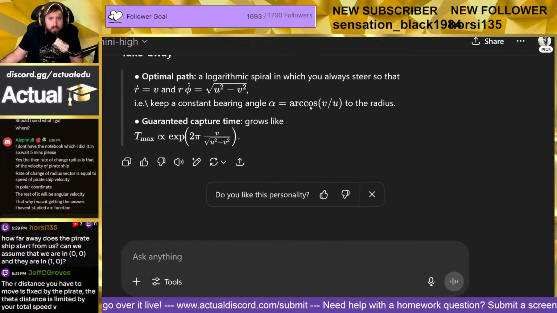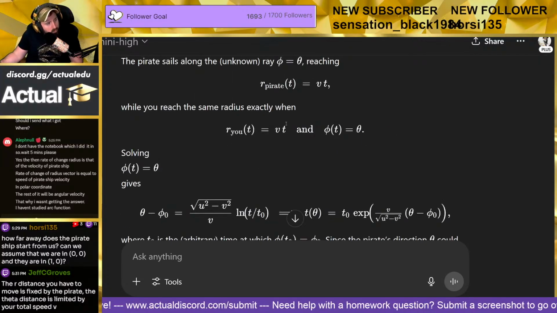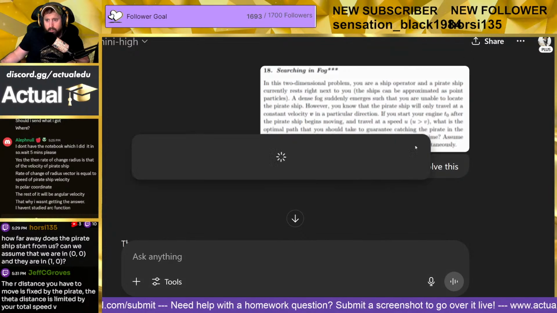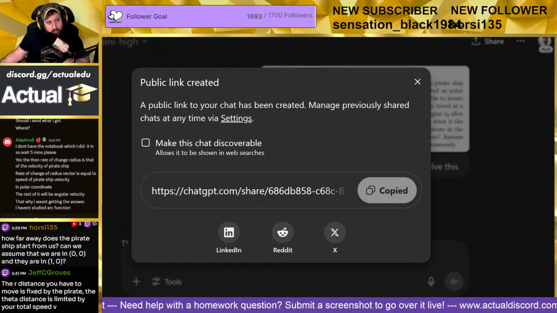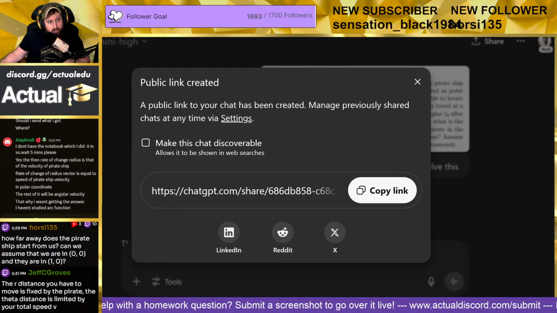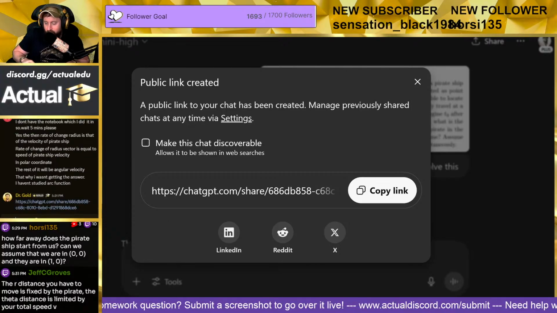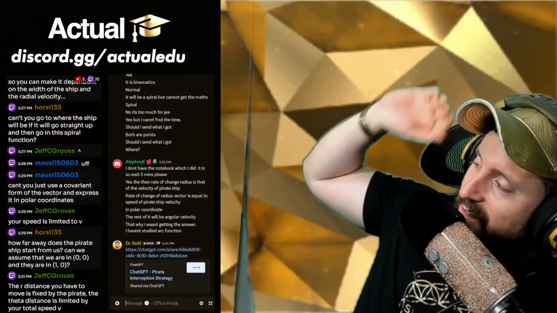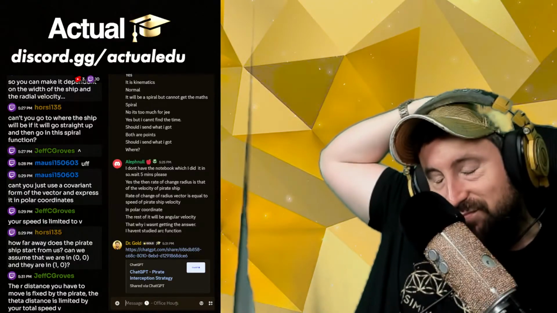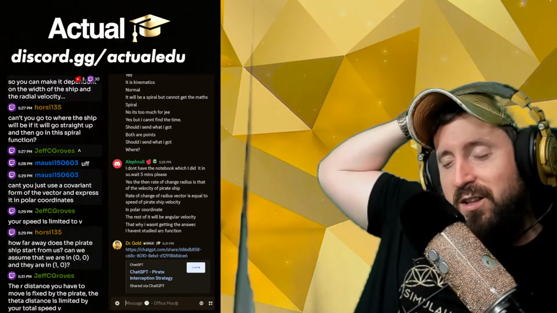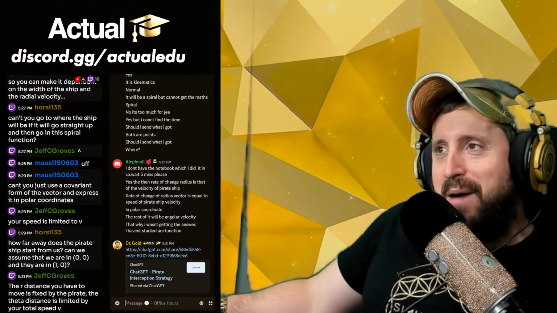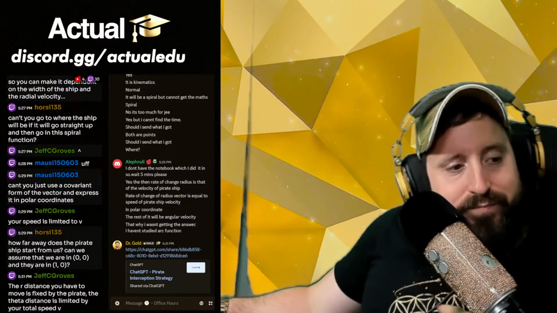Cool. Interesting. This is the answer. Here, I'll give you the link for it if you want to check and understand it. I don't know, it's a little bit above my brain at this point. I'm also drained from doing that, what was it, electric field of infinite charge. But yeah, pirate interception strategy. It's kind of cool.